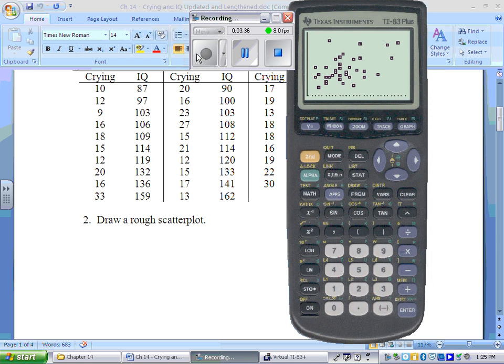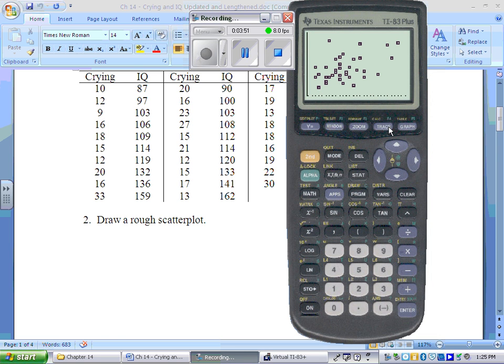Now that you've drawn this, there's a few things that you probably forgot that you shouldn't forget. What do you need to put on your graph? You need to put a title. You need to label your axes. And you need to put a scale on there.